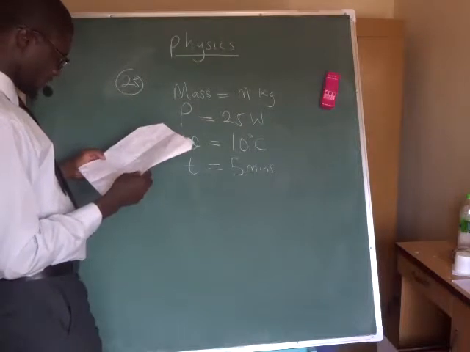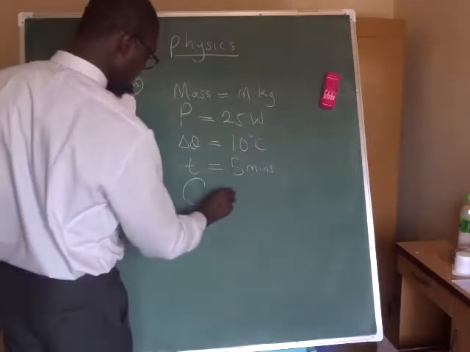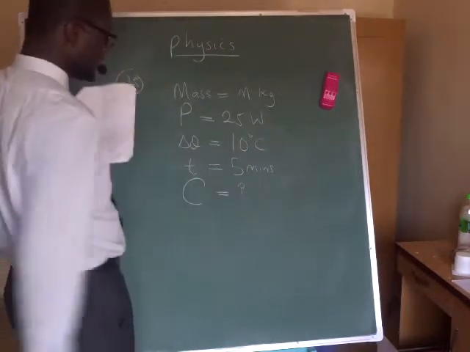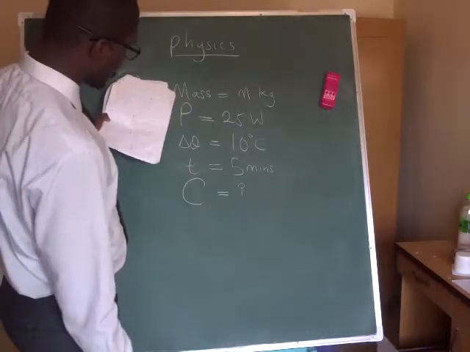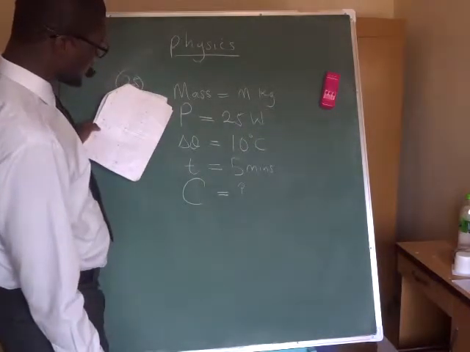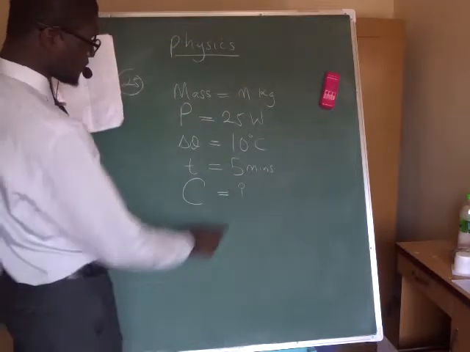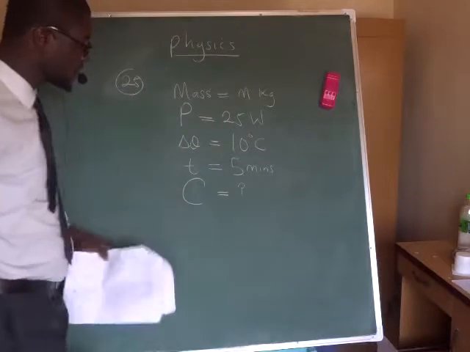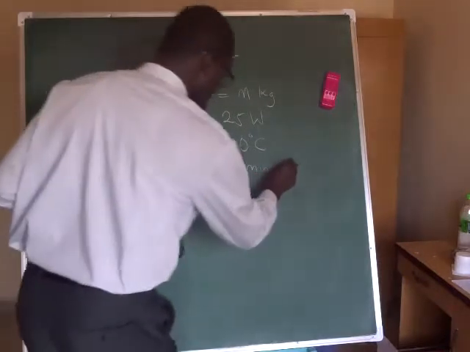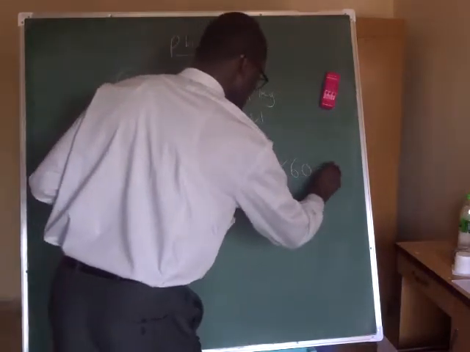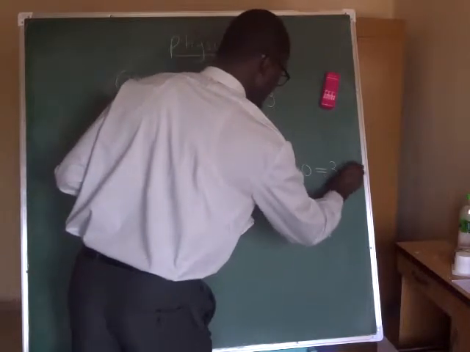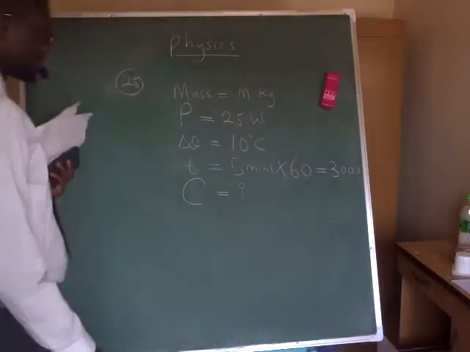So the question says calculate the heat capacity. We are looking for capital C, which is heat capacity. Now the mass is M, the power is 25, the change in temperature is 10, and the time taken is 5 minutes. So we need to convert 5 minutes to seconds. We multiply by 60 so that we have 300 seconds.